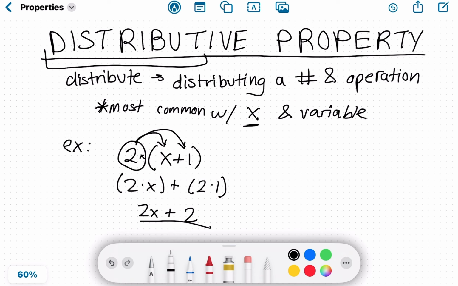Another example would be 3 times 5 minus 7.